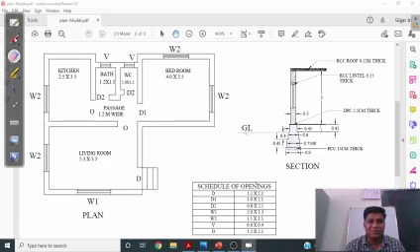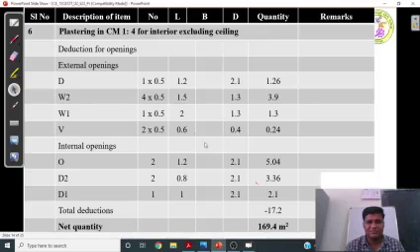It also depends upon the opening area. If the opening is less than 2.3 square meters, I am going to deduct half, and above 3 square meters I am going to deduct it full. Then I am further adding jambs and soffits. So here there are four numbers of W2 multiplied by half, that is 0.5.